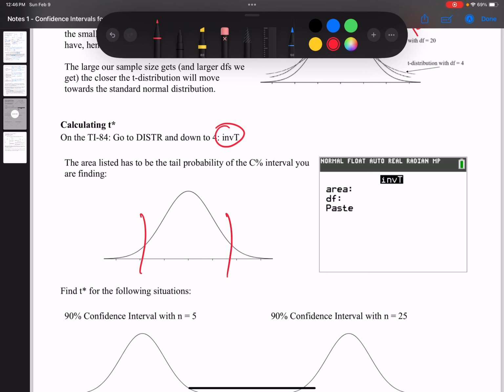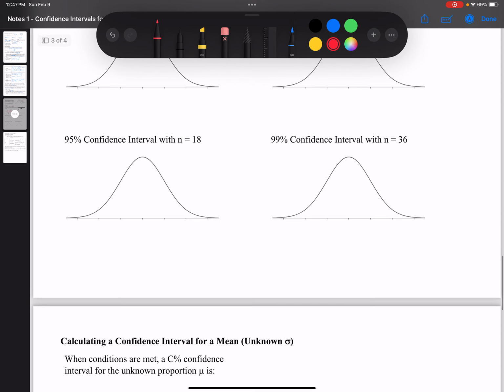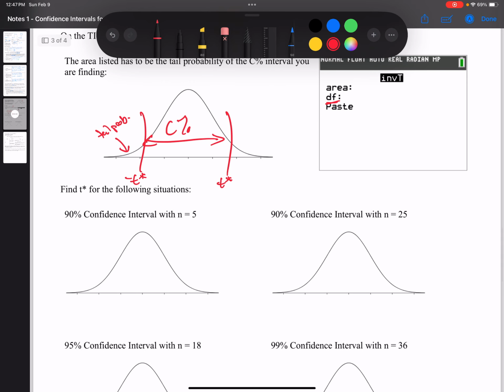So let's say we want to find some t stars this time, in this interval. Let's say this is our C percent. It's the same exact idea. We still have our tail probability here, trying to figure out our confidence level. It's all calculated the same way, except now our calculator asks us for the area, just like it did for inverse norm, but then it also adds in the degrees of freedom part. I'm going to do one of these with you, and then have you try a couple on your own. Then you can unpause the video.